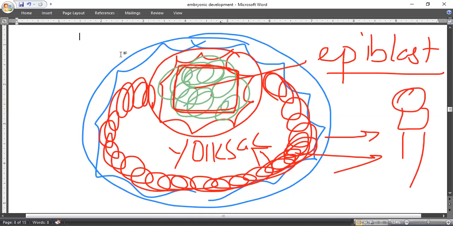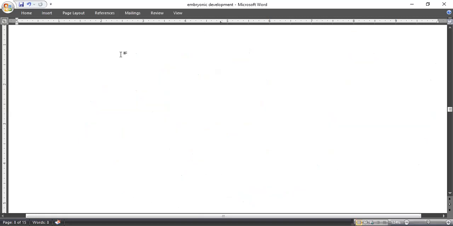Okay, so green is going to form the baby. That means the epiblast cells. What about the remaining ones? They don't form the baby? No, they don't form the baby. They form the connection between the baby and the mother. That is what you call the placenta, the extra embryonic membrane. If you understand this fact, you will understand everything in the textbook also.